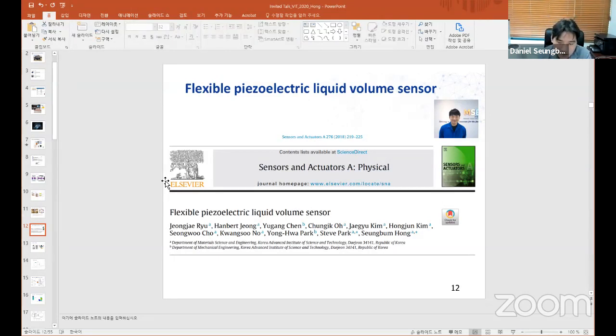And think about this. When we think about sensors and actuators and energy harvesters, in fact, they share a common theme, right? We are transducing one type of energy to the other. For example, for piezoelectric sensors, we are transducing mechanical energy into electrical energy, and actuators is vice versa.